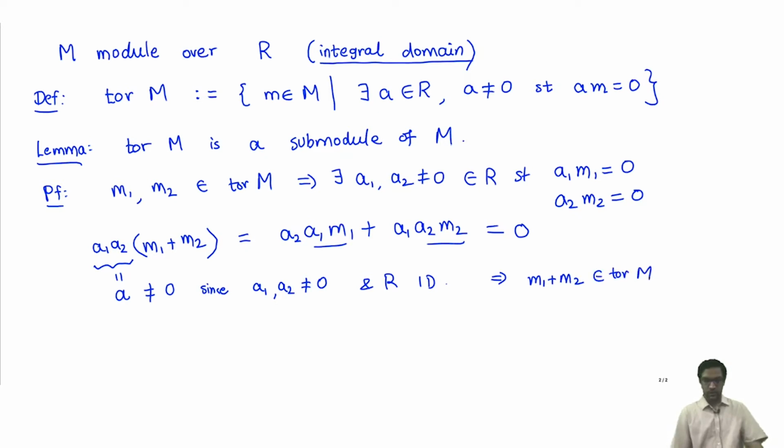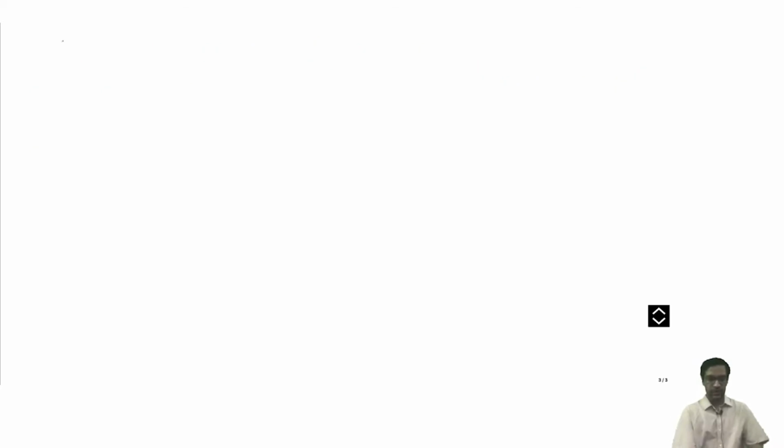Now similarly, we need to look at the next property. This is the first axiom of being a submodule. Second axiom, so let's go to the next page. If I take an element of tor M, I need to show that any scalar multiple of that is also in tor M. So I need to look at any scalar multiple, let me call it sm, where s is any element of the ring R. I need to prove that this is also an element of tor M. Now if m is in tor M, it's killed by some scalar a. There exists a non-zero in R such that am is 0.